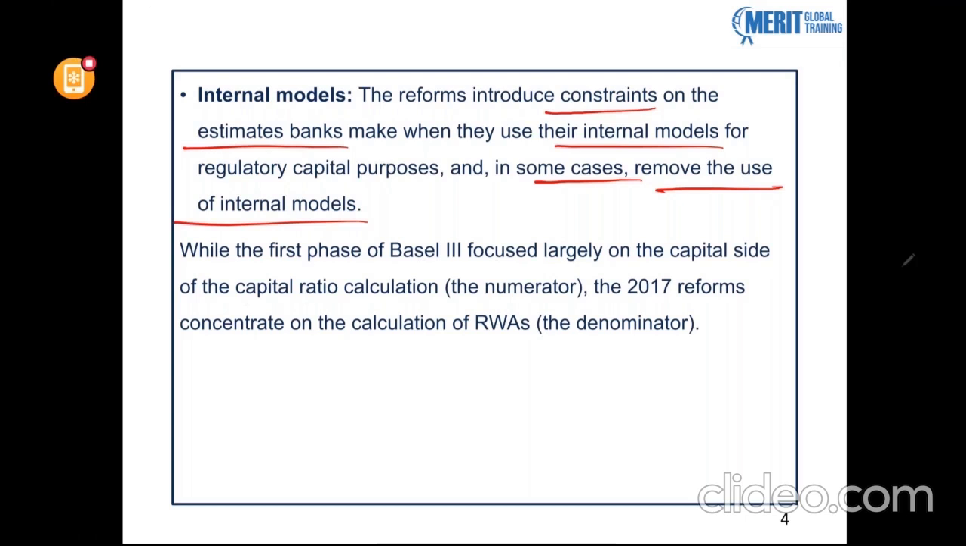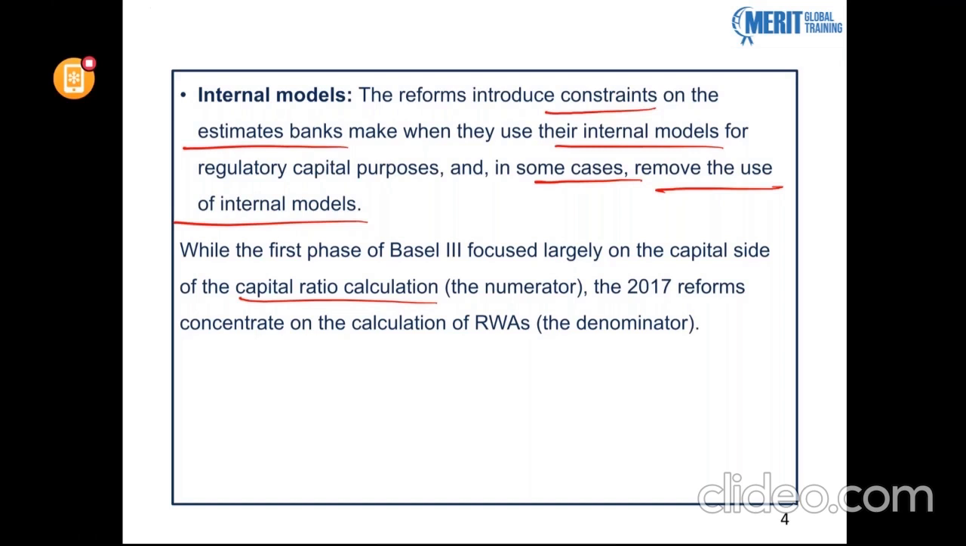While the first phase of Basel III focused largely on the capital side of the capital ratio calculation, remember, under Basel III our focus is on capital composition. If you remember, we spoke about the change under tier 2. We have tier 1 and tier 2 capital, and tier 1 is made up of 4% and tier 2 is made up of 4%. But under Basel III, we introduced additional capital requirements, in terms of the conservation buffer, capital buffer, and countercyclical capital buffer. 2.5%, 2.5%, and that increased our capital ratio, the amount of capital that the banks need to set aside, and additional capital for GSIBs as well, globally systemically important banks.